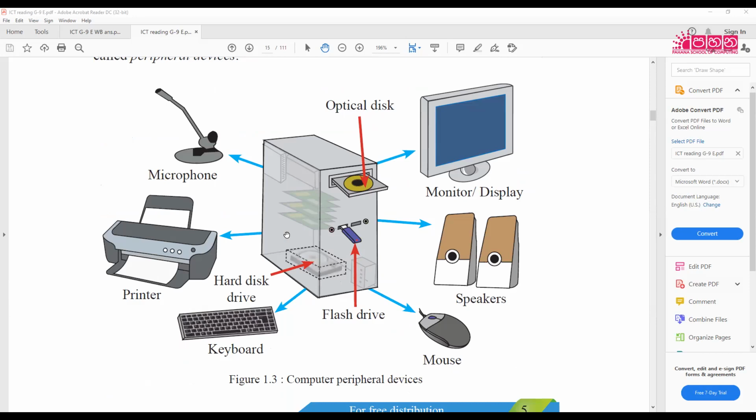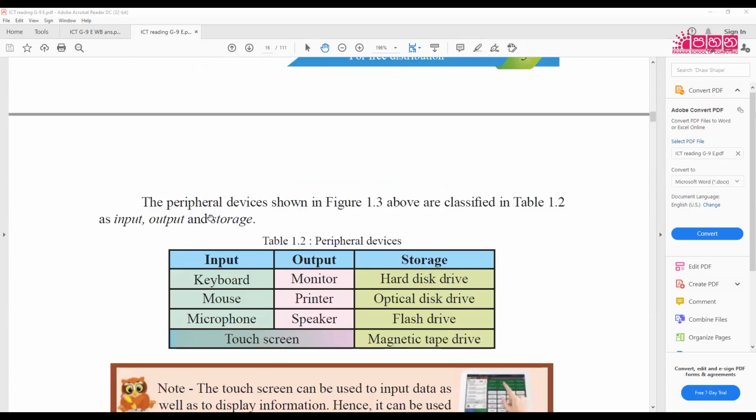The monitor displays the output. With a printer, you get what we call the hard copy. With a monitor, we get a soft copy, which means you cannot touch it. Then there are storage devices like flash drives, hard drives and optical disks. The storage devices are used to store data.